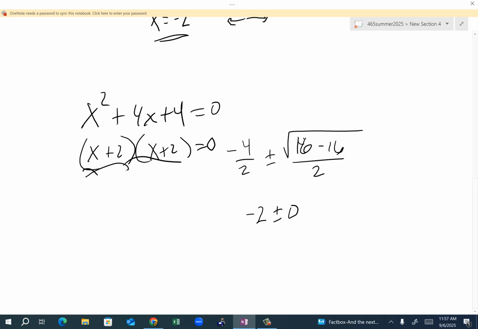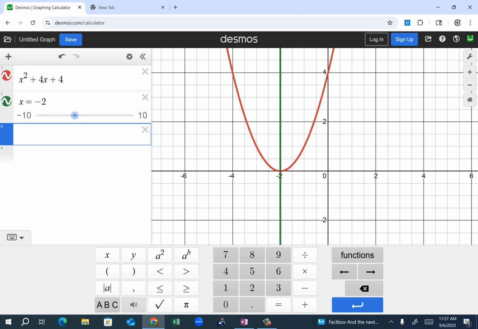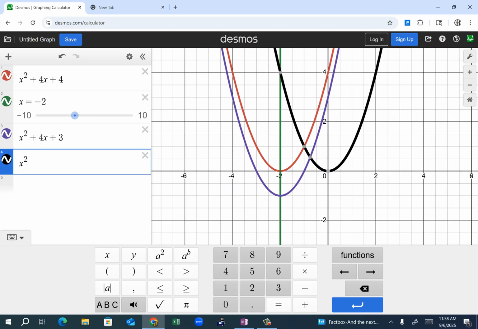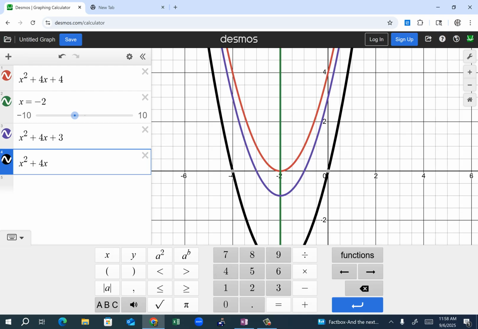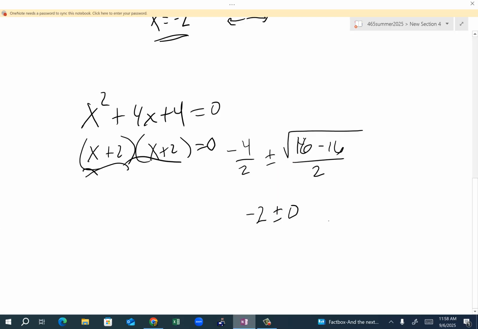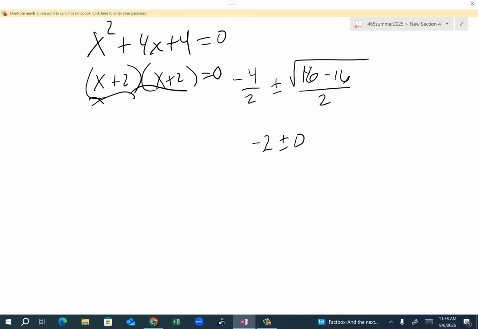But notice what it did. It has the exact same vertex, yes? What that did is shift the graph up or down. You know where it's going next. X squared plus 4x plus 10. Oh, that's too high. Plus 6. How many zeros does the black one have? Nada. So x squared plus 4x plus 6.